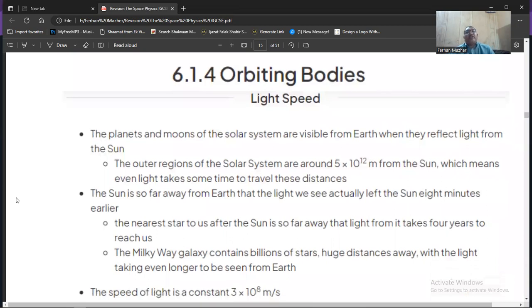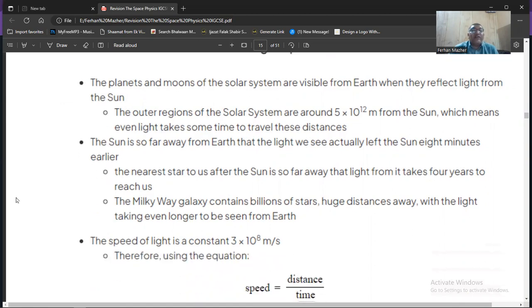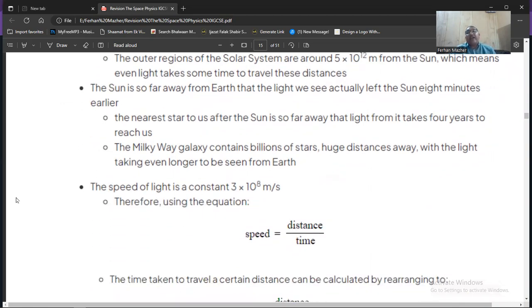Orbiting bodies, light, speed. The planets and moons of the solar system are visible from Earth when they reflect light from the sun. The outer regions of the solar system are around 5×10^12 meters from the sun, which means even light takes some time to travel these distances. The sun is so far away from Earth that the light we see actually left the sun 8 minutes earlier.